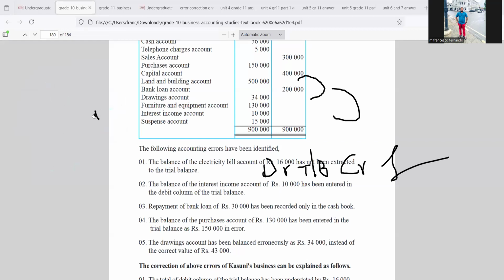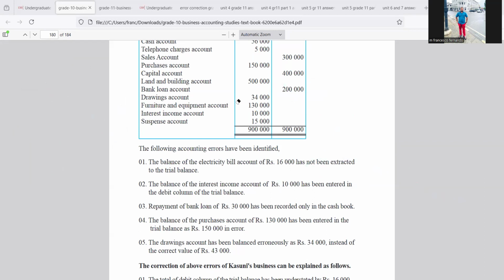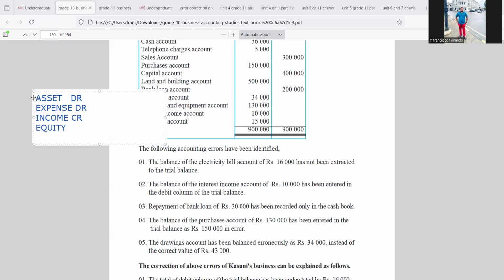Then when it comes to adjustment number 2, the balance of interest income account, 10,000, has been entered in the debit column of the trial balance. Normally asset normal balance is debit. Expense normal balance is debit. Income normal balance is credit. Equity normal balance is credit. And liability normal balance also is credit. But there are some exceptions. This is the rule for trial balance.